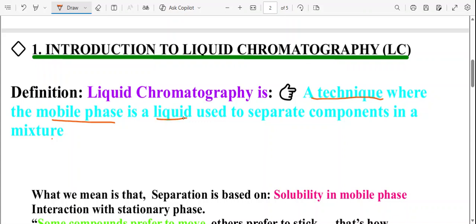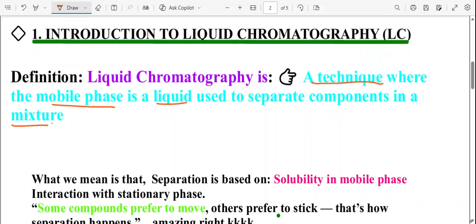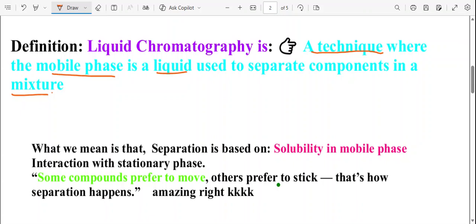So we use the liquid as the mobile phase in this case, in which the ions will be helped to move and be separated, to separate components in a mixture using this liquid mobile phase. This separation will be based on, one, whether your analyte is soluble in that mobile phase. If it is not soluble, then it means that it will move fast.